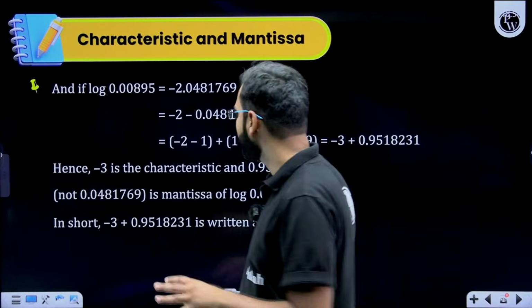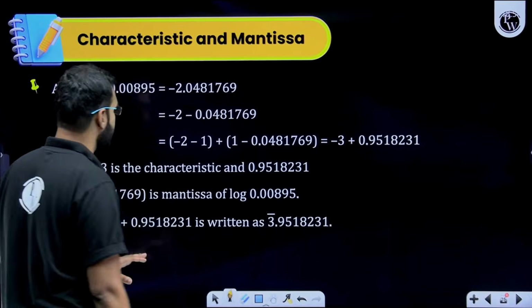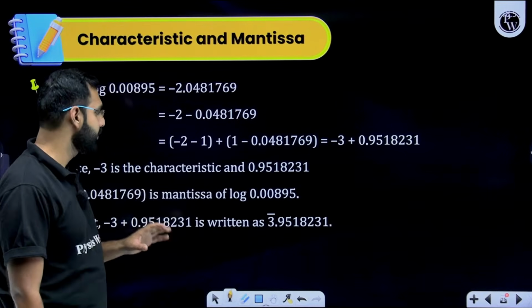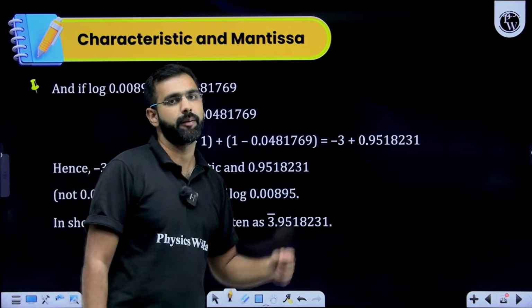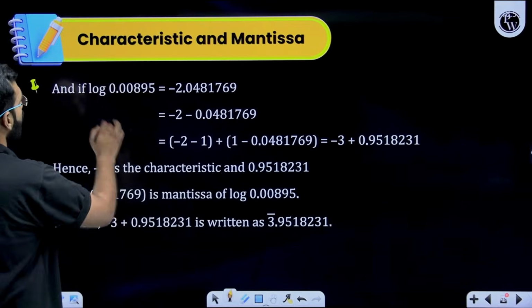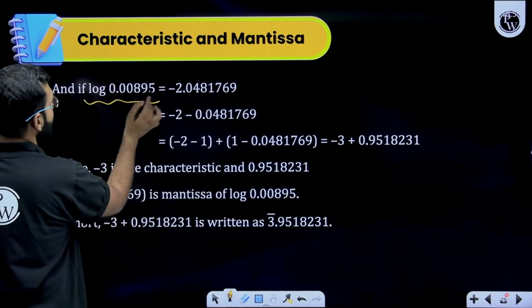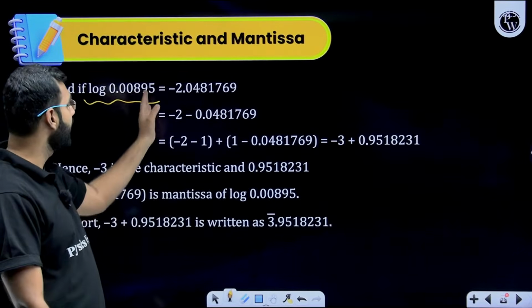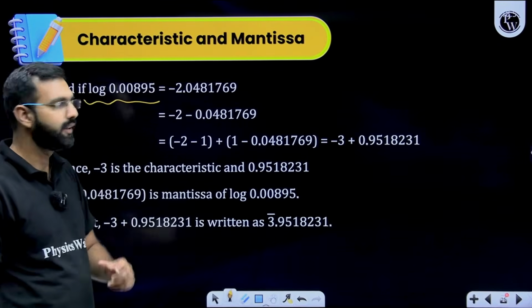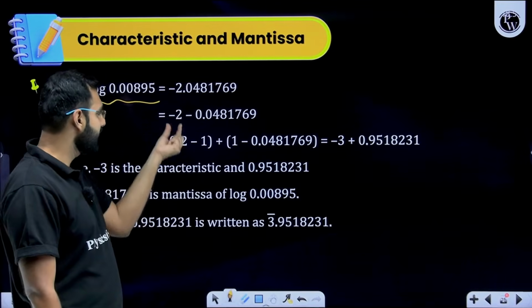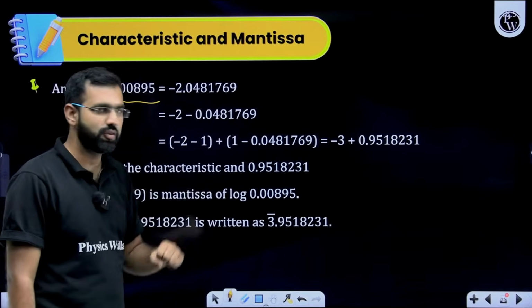But if I talk about characteristic and mantissa in a clearer manner, remember, our job is always to keep the mantissa positive. Mantissa can never be negative. What does it mean? Let's say there is a number log of 0.00895 and its value is given by minus 2.048, something like that. So I can write it as minus 2 minus this, which means characteristic is minus 2 and mantissa is negative of this, which is wrong.